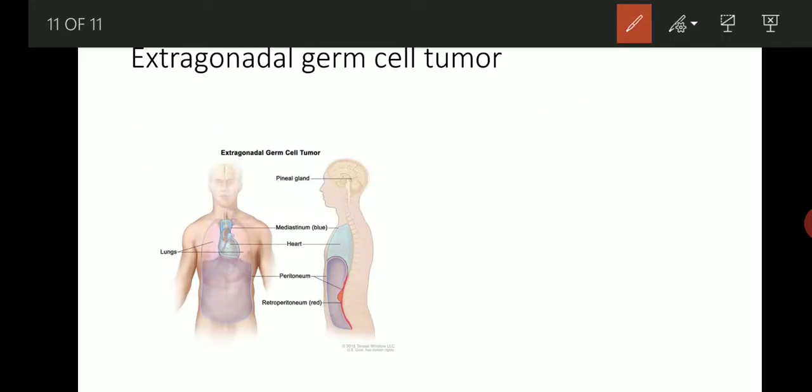The issue of extragonadal germ cell tumor. Extragonadal means outside the gonad. So germ cell tumors can occur outside the gonads. Most commonly seminomas occur outside the gonads, but you can have teratomas and mixed germ cell tumors also occurring outside the gonad. You should distinguish between a metastatic germ cell tumor to sites other than the testes from a primary extragonadal germ cell tumor. We call it primary extragonadal germ cell tumor when there is no primary tumor in the testes. The only tumor that you see is somewhere outside the testis. Testis is normal.